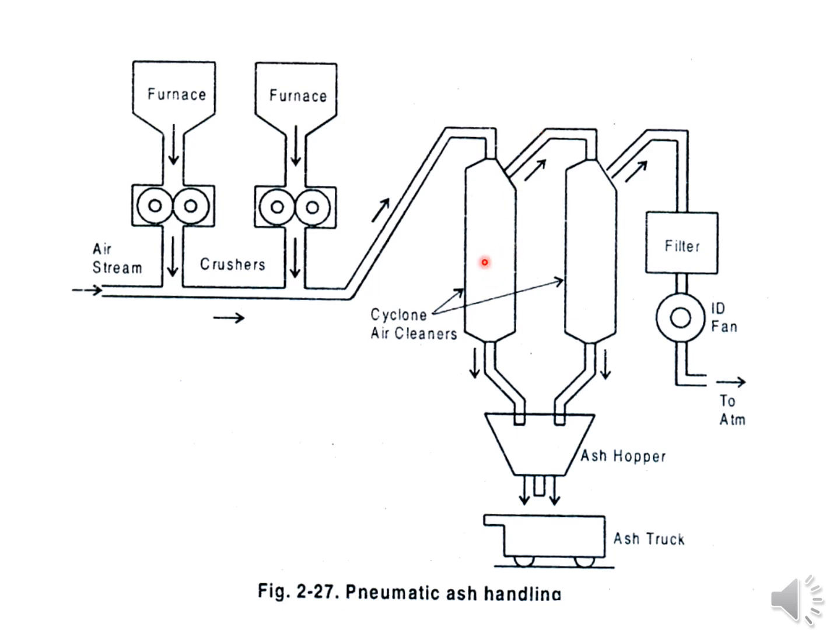Through these two cyclone air cleaners, the ash falls, and only dust particles fall, and the remaining air that comes along with it is filtered and goes through the induced fan to the atmosphere. This ash falls into the ash hopper, and through the ash hopper it is taken to the ash truck. That truck takes it to the required or suitable area. This is the pneumatic ash handling system.